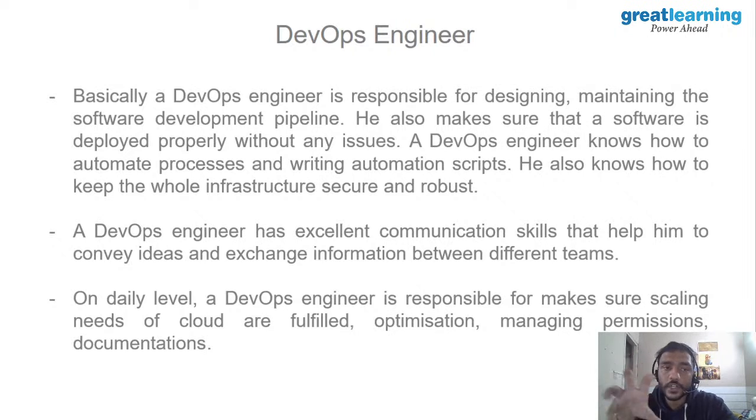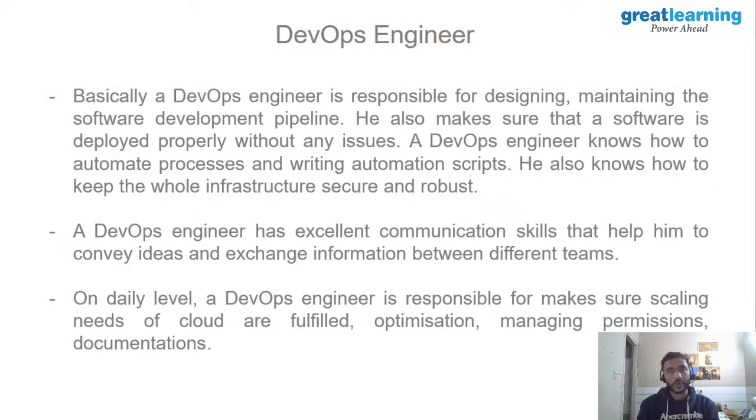A DevOps engineer also knows how to automate and write automation scripts. As I told you, DevOps is about automating the whole thing. Like I told you about how cars are produced on a production line and all the production is automated, similarly, we want to automate the software development process too. We want to reduce the amount of human involvement and increase the automation aspect of it. So a DevOps engineer should know how to automate everything, right?